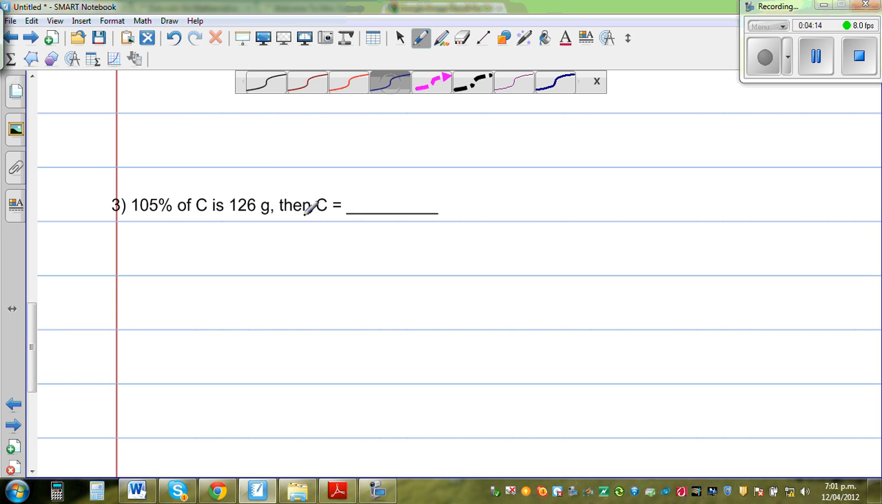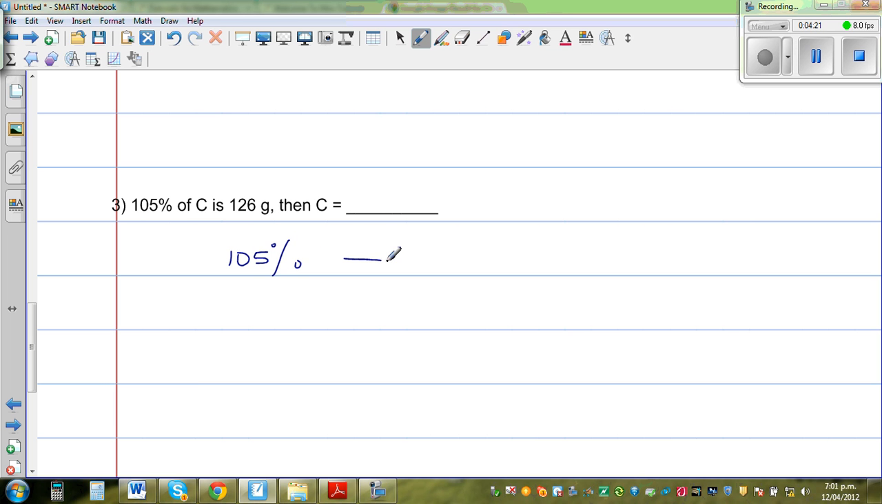105% is 126 grams. So this is a bit tricky. 105% is 126 grams, and I want to find 100%. Can I find 5% from this? For some of you, it may be a bit tricky. Let's go this way. 105 divided by what gives me 5? So I want to find 5. 105 is 100 plus 5, so 105 divided by 5 is 100 divided by 5 plus 5 divided by 5.